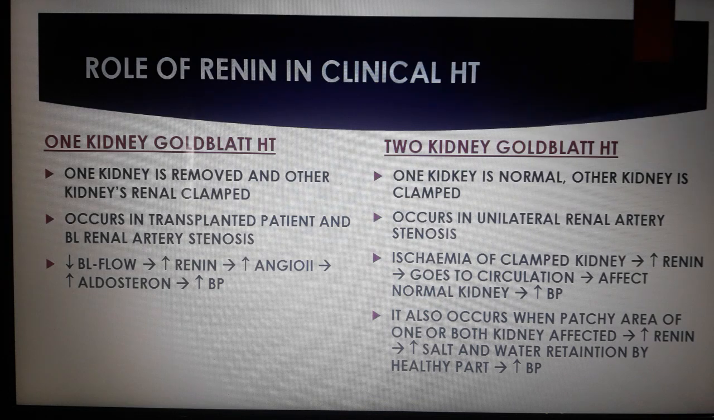Two kidney Goldblatt hypertension. One kidney is normal, the other kidney is clamped. It occurs in unilateral renal artery stenosis. Ischemia of the one kidney causes increased renin release, which goes to circulation. Renin is released into circulation, it affects the normal kidney and increases BP. It also occurs when a part of one kidney is affected, and this part causes the increased renin release, and this affects the normal JG apparatus and kidney part, which causes the vasoconstriction of that part, and this causes the increased blood pressure.